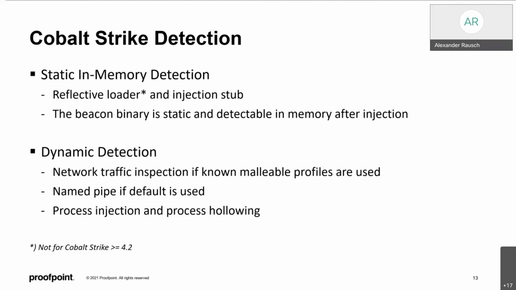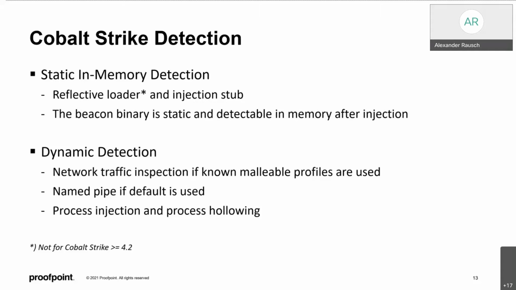When executing, there are also plenty of dynamic possibilities. For example, the network traffic inspection if a known malleable profile is used, or the named pipe if the default named pipe is used. And there are also a lot of possibilities for generic signatures like matching on process injection or process hollowing techniques, just to name two of them, but there are of course a lot more generic signatures that can be used.